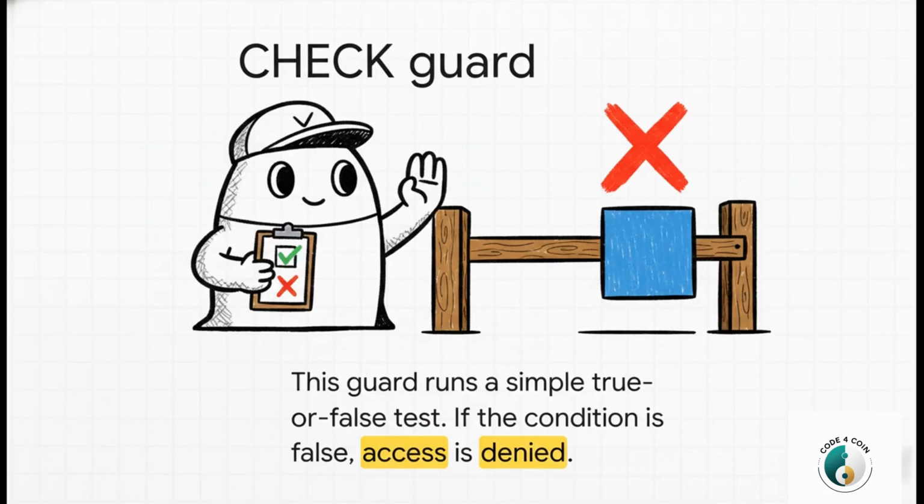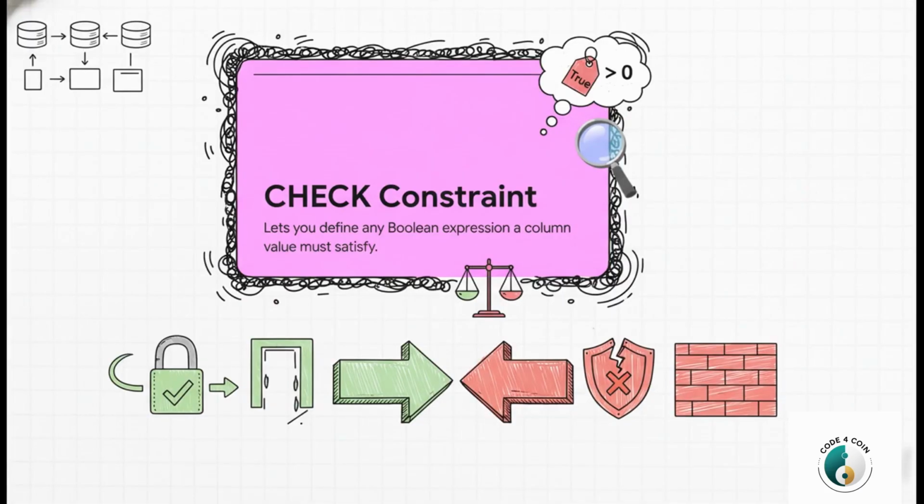First up on patrol, we have the check guard. You can think of this one as that super meticulous inspector, the one with the clipboard checking every little detail against a very specific list of rules. The check guard's whole job is to run a simple true or false test. So for our negative price problem, we could just tell the check guard, hey, only allow a price if that price is greater than 0. If that statement is true, the data's in. If it's false, access denied. It really is that simple and incredibly powerful.